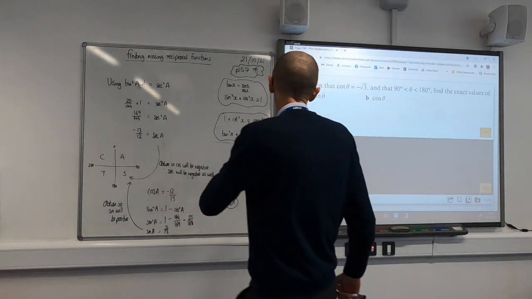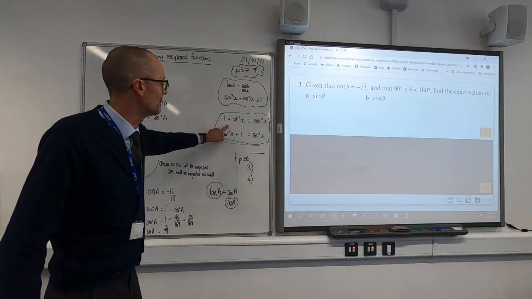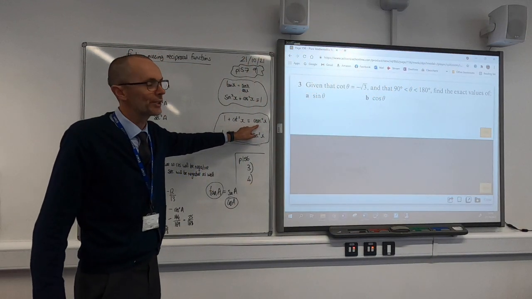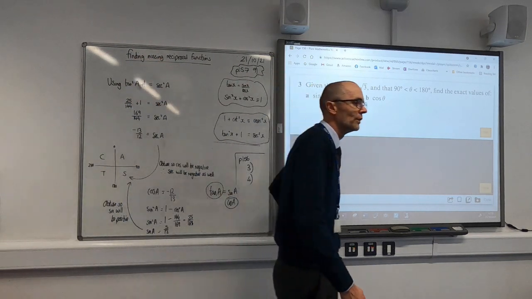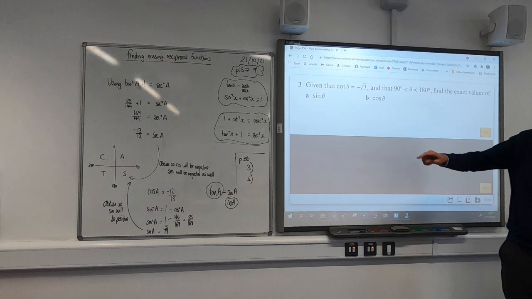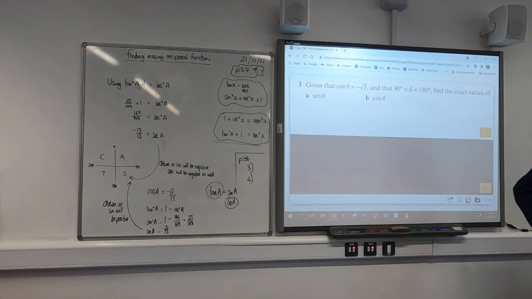I haven't got an identity linking cot and sine, but I have got an identity linking cot and cosec, and I know that cosec is 1 over sine. Also, this is another way of telling me it's an obtuse angle, isn't it? It's between 90 and 180, that's obtuse. So use your cast diagram to predict whether your answer is going to be positive or negative.